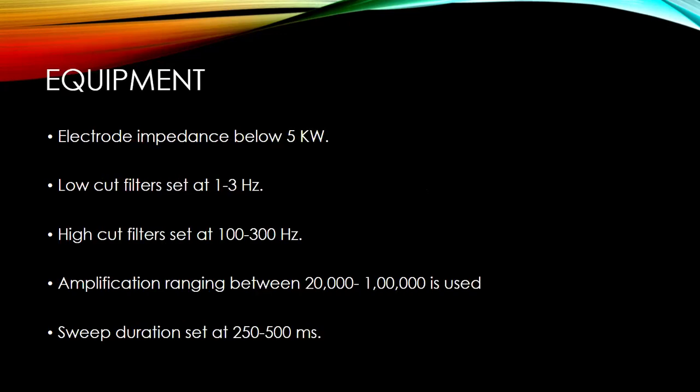Coming to the equipment, the electrode impedance should be below 5 kilo-ohm, and the low cut filters are set at 1 to 3 hertz, and the high cut filters are set at 100 to 300 hertz. This is to separate other stimuli that can occur, because these electrodes are very sensitive. Small movements of the muzzle or the chin can hamper the recording. Amplification ranging between 20,000 to 1 lakh is used, and the sweep duration is set at 250 to 500 milliseconds.